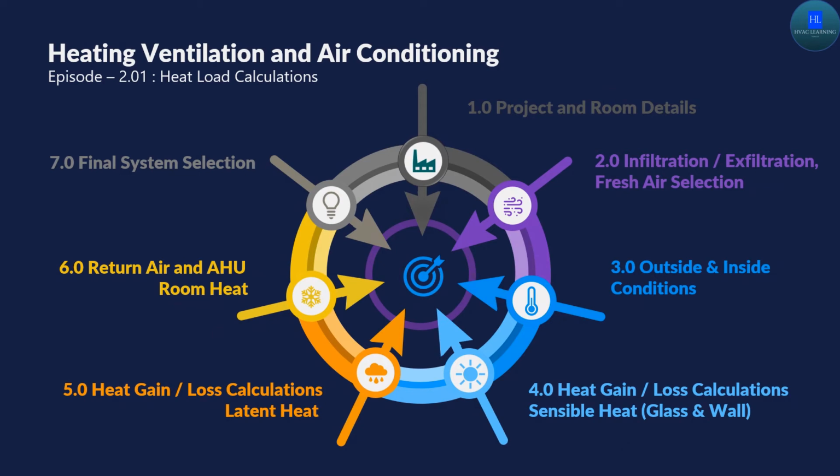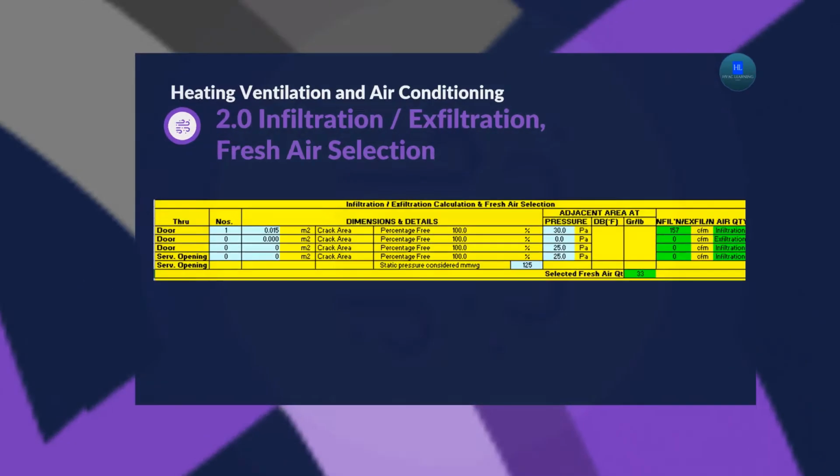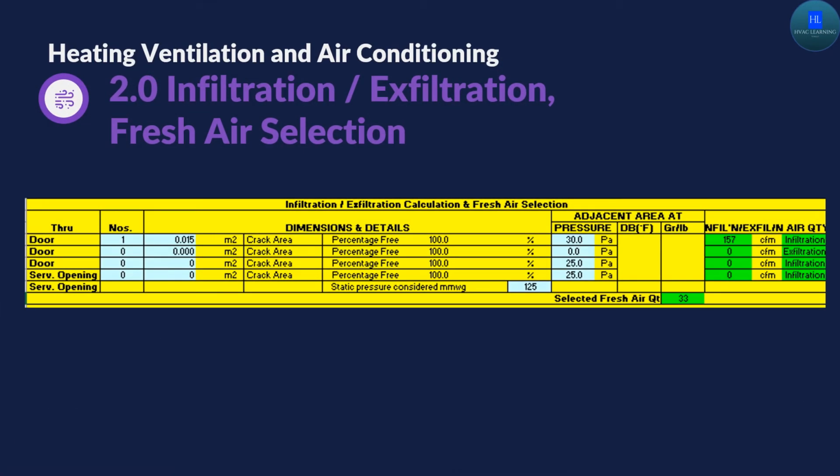Now let's move ahead. Once that is done, we will move to the second step, which is infiltration and exfiltration. Infiltration means whatever air comes inside the room. Exfiltration is air going outside the room. Then we need to calculate the infiltration and exfiltration. Basis that, we are going to calculate the fresh air quantity.